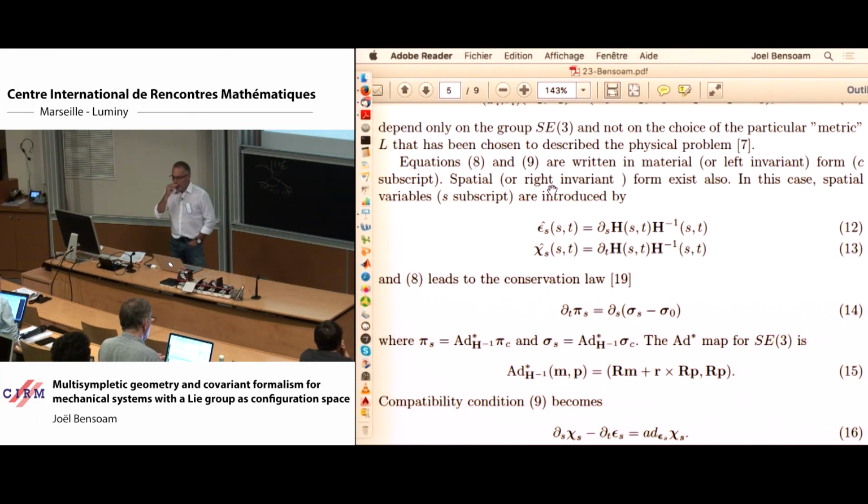And maybe François Gay-Balmaz, I don't know if he's here, will say something about the numerical solution of this type of equations. We are trying to do something on this.